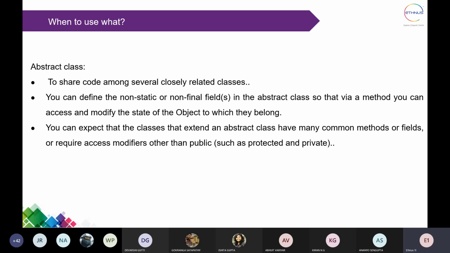And when you are supposed to use non-static and non-final fields, that can be done with an abstract class, because it is not possible in an interface. So in that scenario, you can go with an abstract class. Also, when you need data encapsulation using protected and private members, since we have these non-abstract classes, you can go with an abstract class. So these are a few applications where you can go with the abstract class.